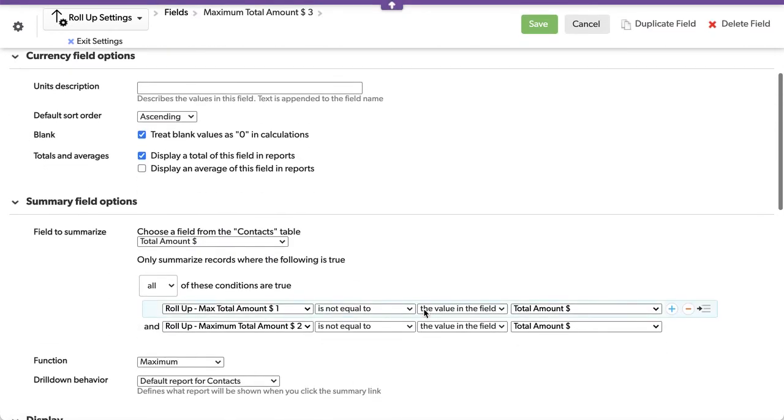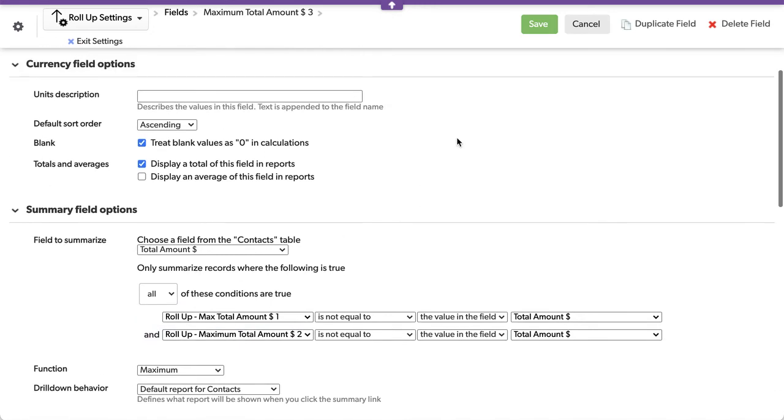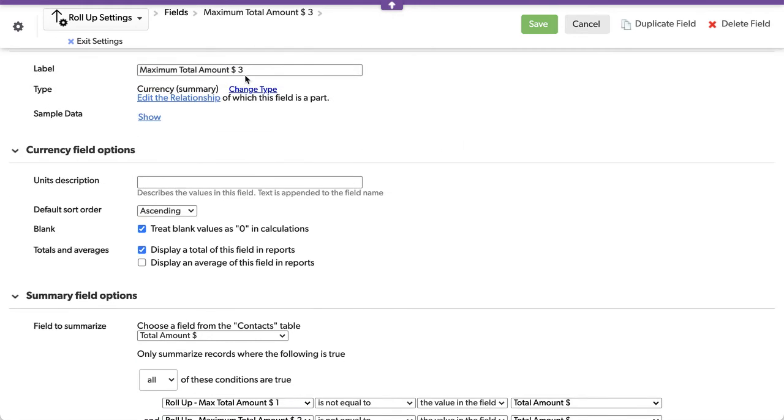And we'll just say, where it isn't number one and it isn't number two, which gives us the next value, which is three. And we're going to call it three. And let's exit this.